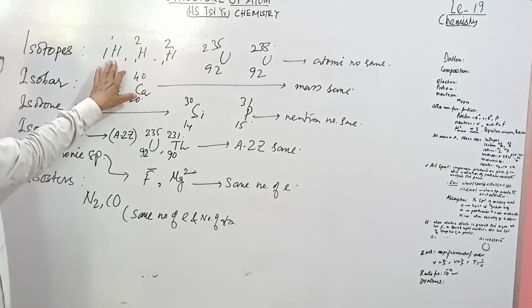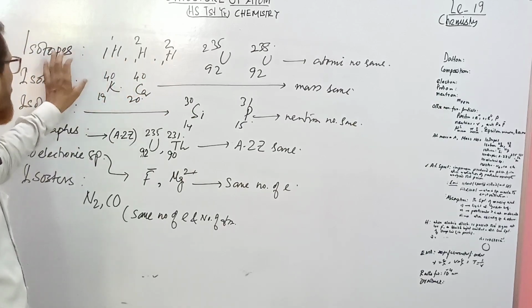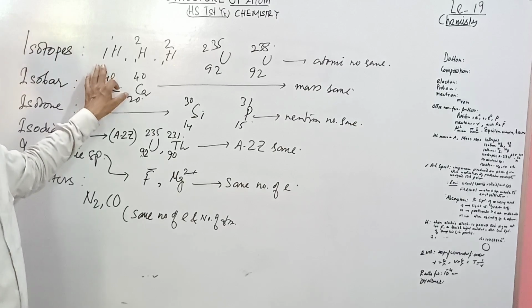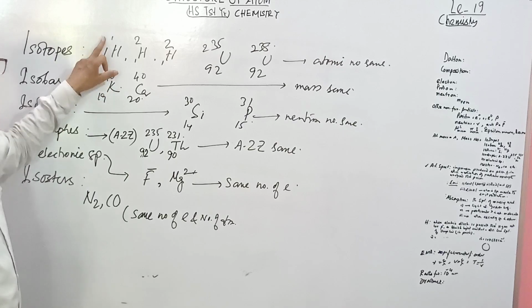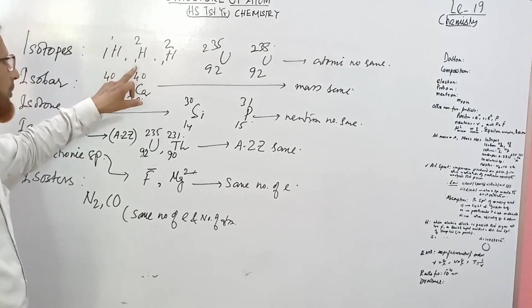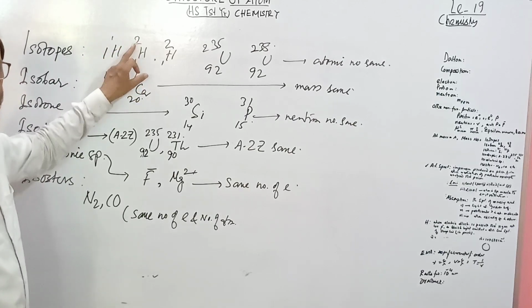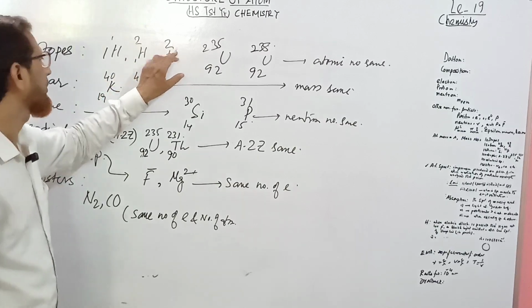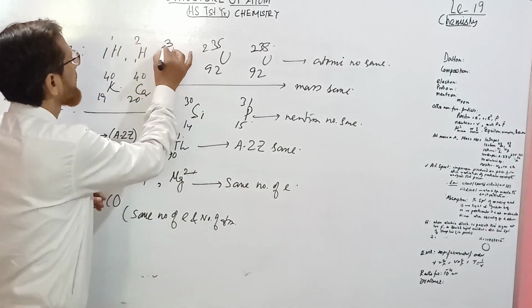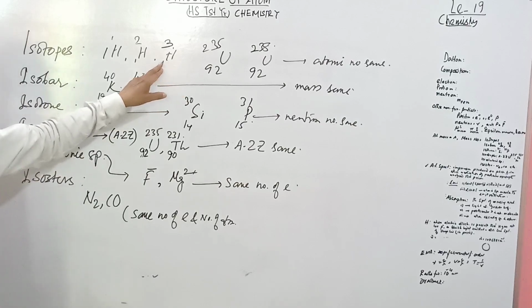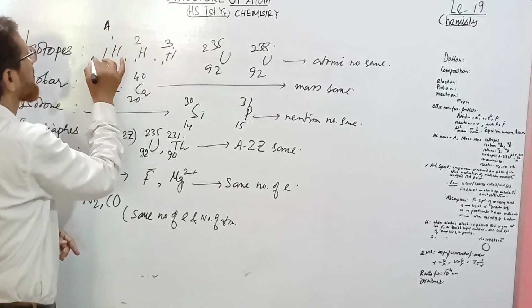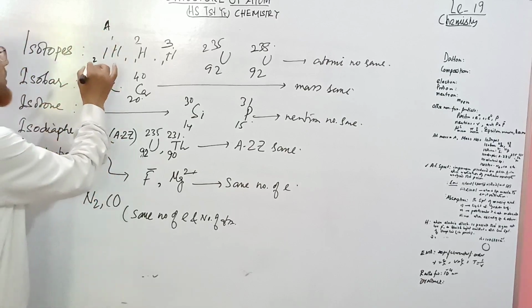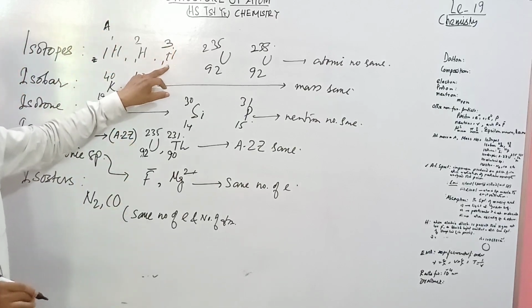In the entrance exam, very often it comes: which of the isotopes of hydrogen has the higher number of neutrons? Here, number of neutrons is equal to mass number minus atomic number. 1 minus 1 equals 0. Mass number minus 1 is the neutron number. 2 minus 1 equals 1 neutron. 3 minus 1 equals 2 neutrons. So in tritium the number of neutrons is more. So neutrons equal A minus Z.